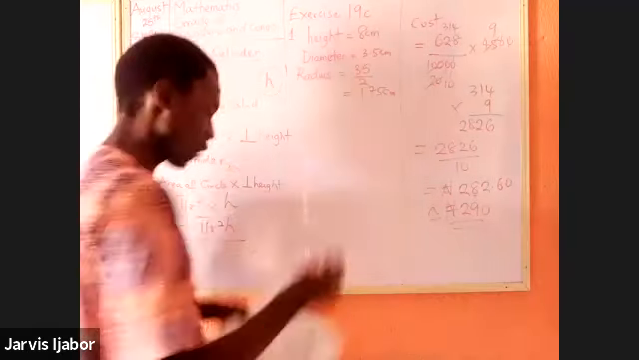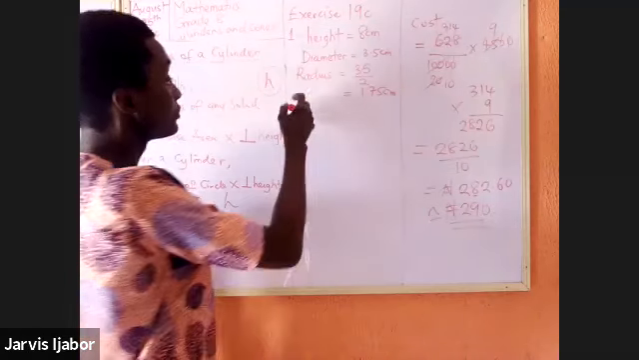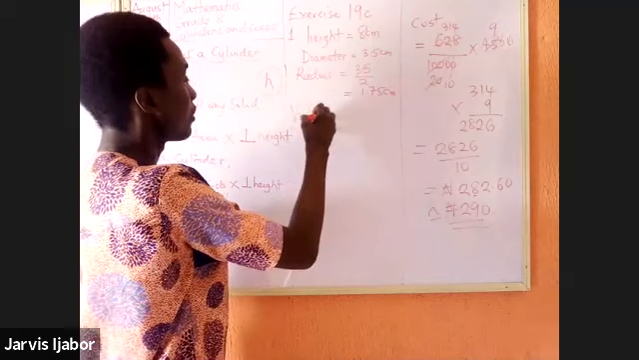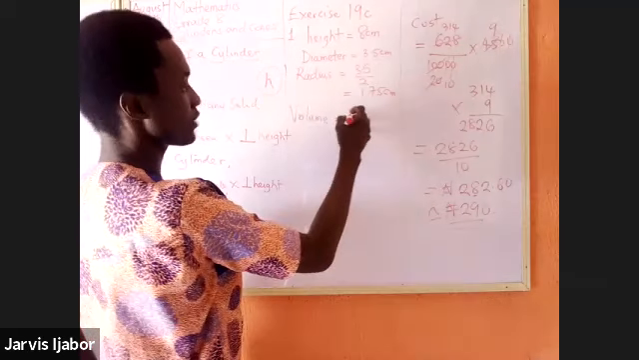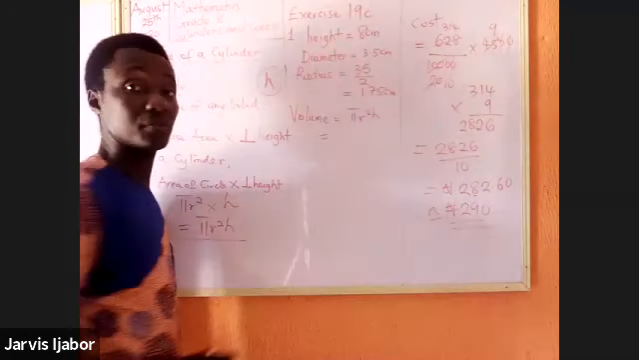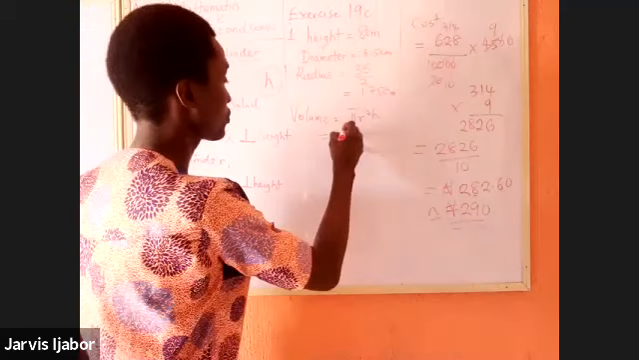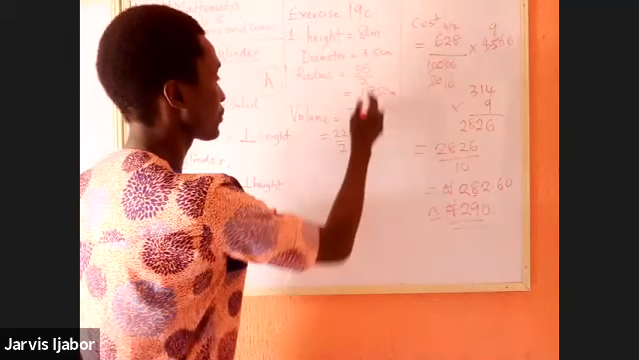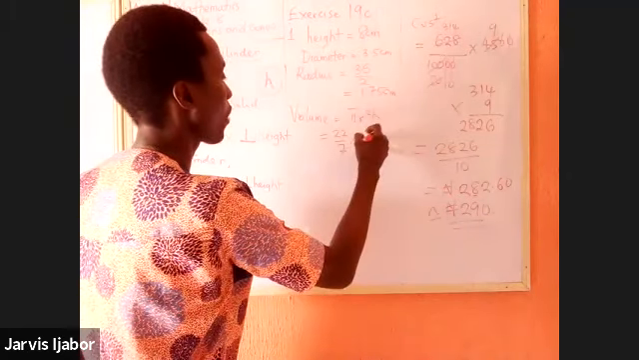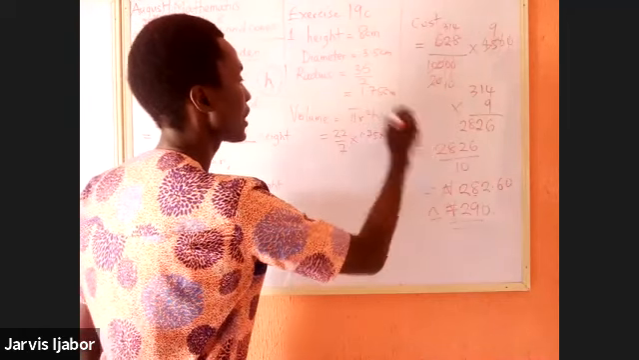So what will be the volume? The volume will be equal to, for those that like to quote the formula, pi r squared h, but it's not necessary. You don't earn any mark for quoting formulas. So that will be 22/7 times radius, which is 1.75, times 1.75, times height, which is 8.